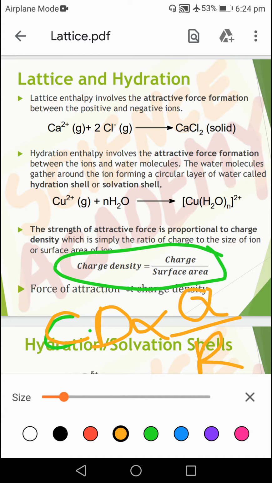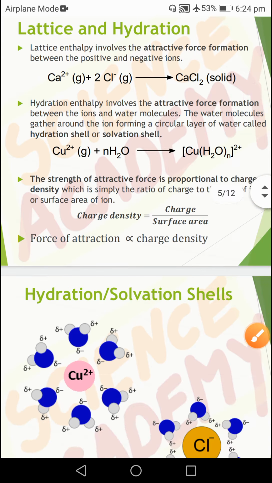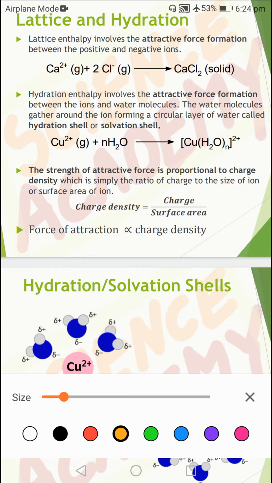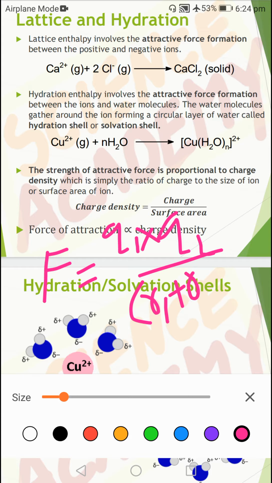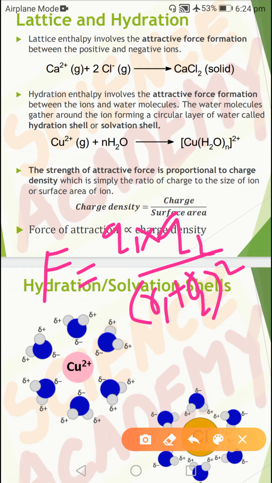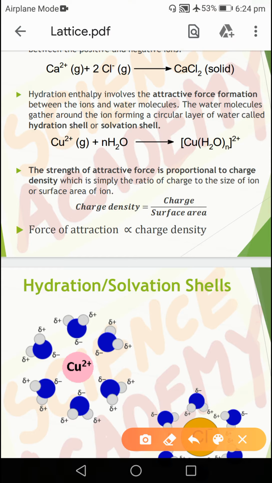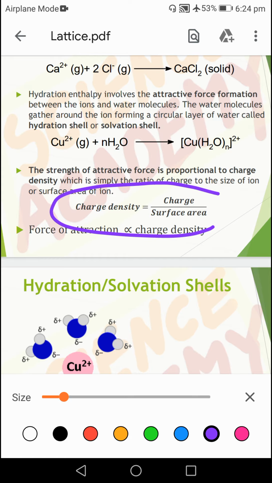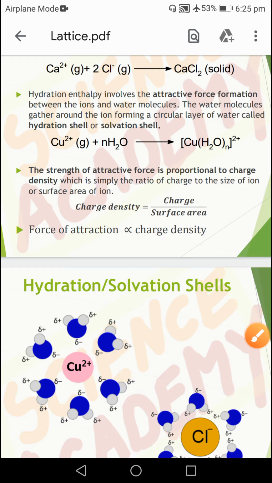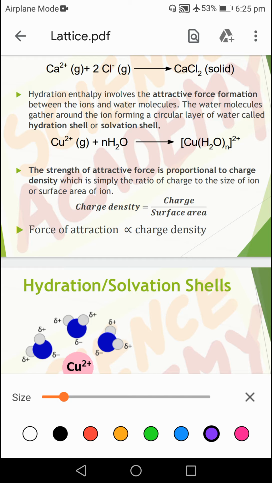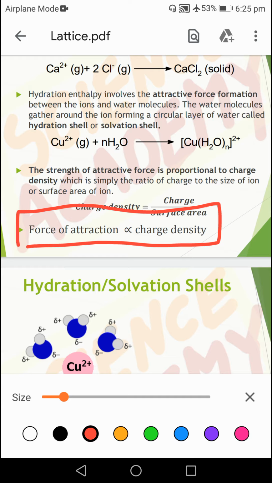Or according to the laws of physics, you can also say the force of attraction is equal to the product of charges divided by the distance squared. But I don't prefer this in the case of chemistry. I prefer that you learn the formula of the charge density. The charge density is equal to charge divided by the surface area of the charged particle. And this is very important: the force of attraction is directly proportional to the charge density. That means the more the charge density, the higher will be its force of attraction or attracting power.